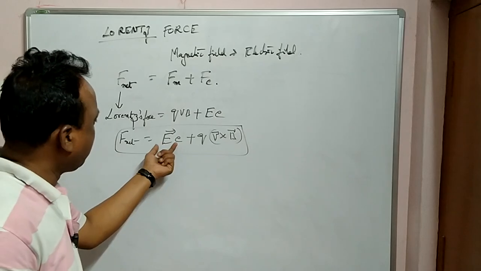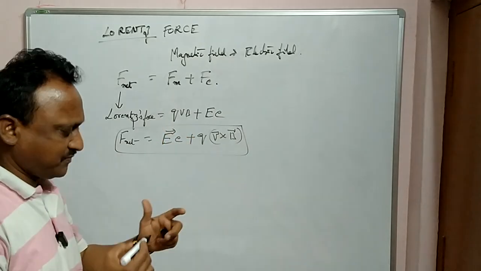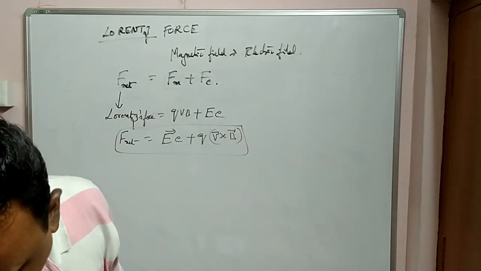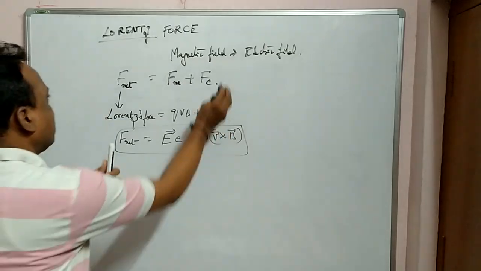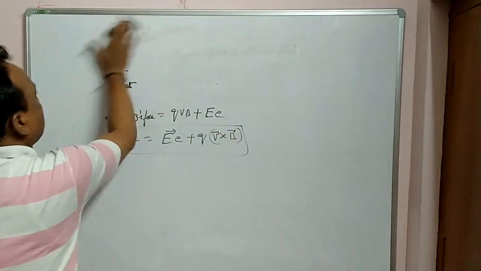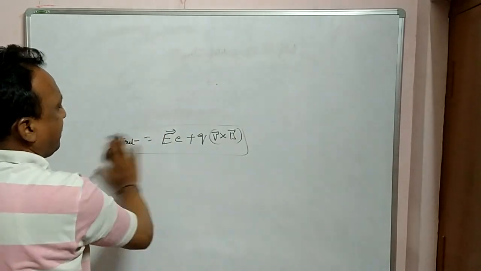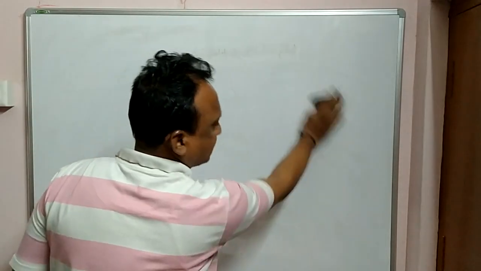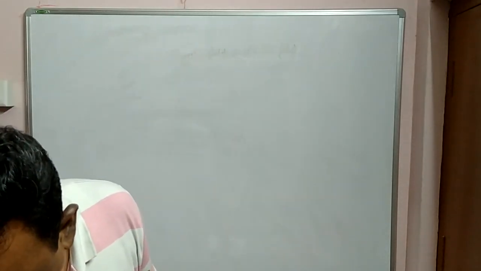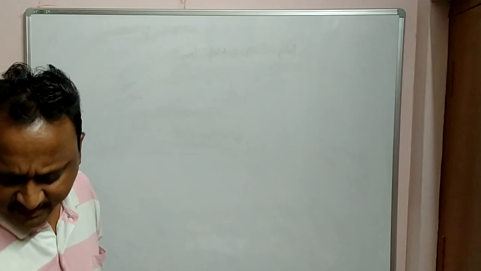So F is equal to E Q or E, and Q into V cross B. Okay. So these formulas are again important in the case of numericals. This is the Lorentz force on particles kept in a magnetic and electric field at the same time. Right. Now let us see some more numerical equations.